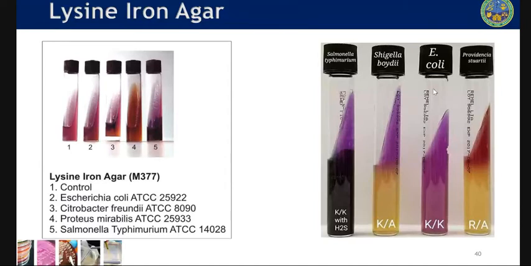For Shigella boydii, an example of a reaction is K over A under lysine iron agar. And then E. coli, that's no reaction of your medium, that's K over K. And then red over A, where red denotes the deamination. In LIA, red denotes the deamination in the presence of oxygen. The example is Providencia stuartii. Those are the different control organisms that you may use when testing with LIA.